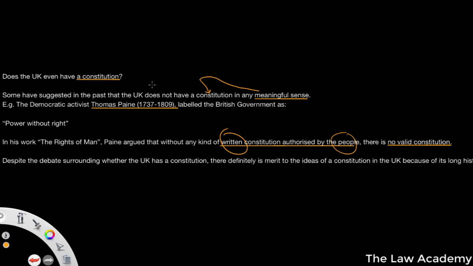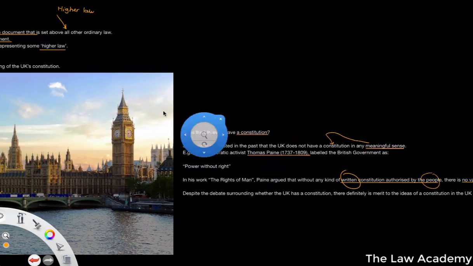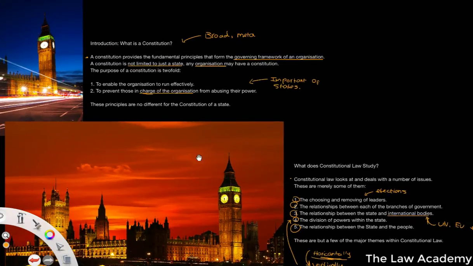So from a strictly legal standpoint, we're going to be assuming that Thomas Paine here is incorrect and that the UK Constitution does exist, and it exists in the form that we know it to exist, as an uncodified entity with numerous sources. So in the next lesson, we're going to look specifically at the UK Constitution.